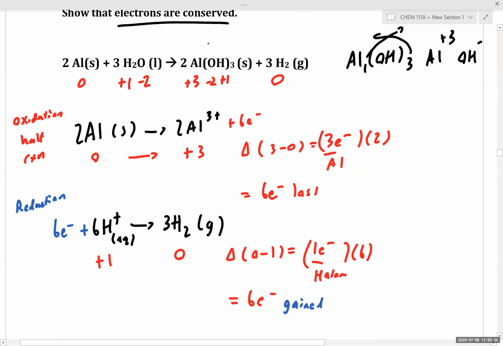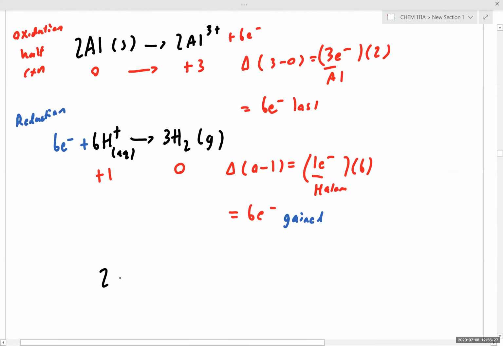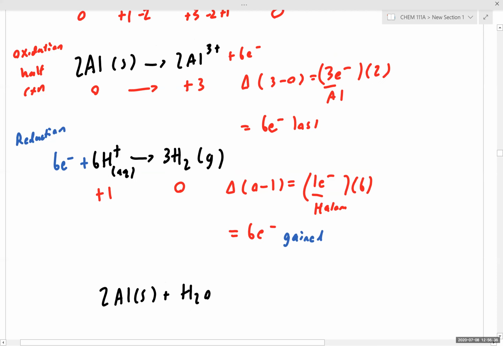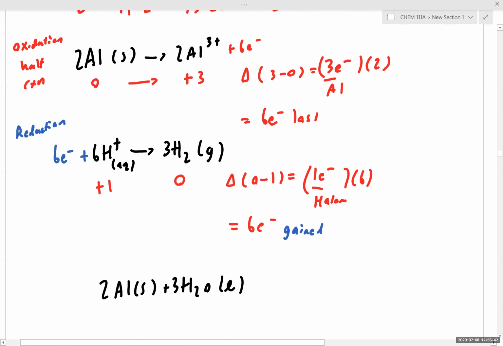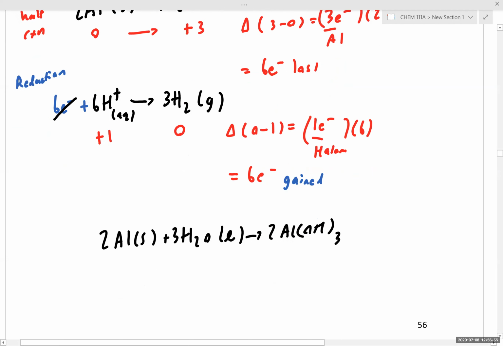So when we add our equations together, so we have 2 aluminum solid plus 3H2O liquid leads to 2 aluminum hydroxide. We see that when we add our equations together, the number of electrons are identical on each side.